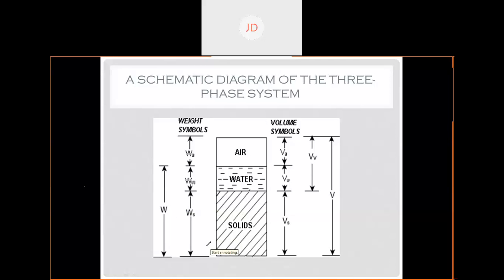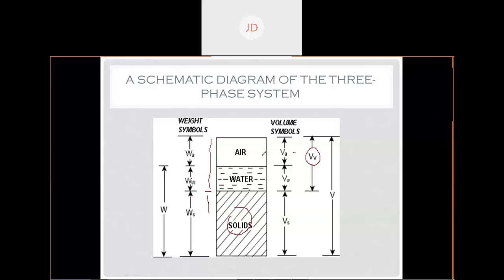So here you can see a soil mass contains mainly two volumes. One is your solid part, next is your void. Now the voids may be divided, not always, into two components. If it contains air and water both, then the volume of voids may be the summation of volume of air plus volume of water, because this is a case of partially saturated soil.